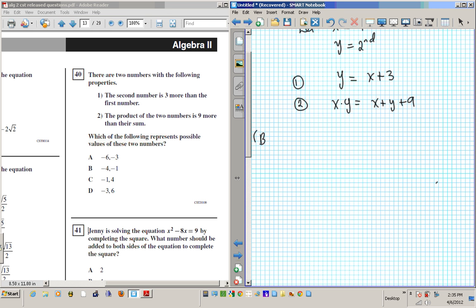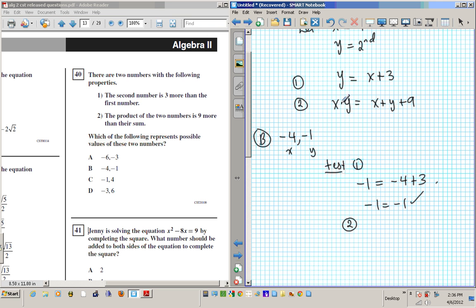So for B, we have -4, -1. This is the x, and this is the y. Let's do the test. We're going to test the first equation. The question is, is the second number equal to the first number plus 3? Is -1 equal to -4 plus 3? Subtract and keep the sign of the bigger one: -1. That's good. Works out.